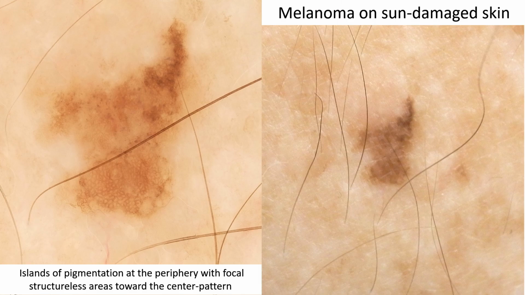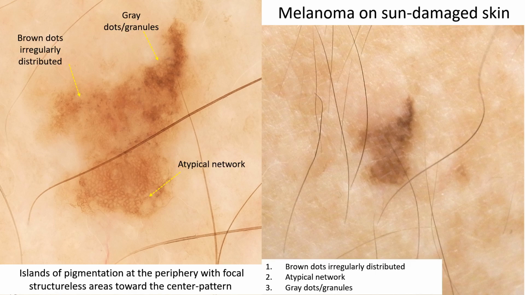In this case, again, we have these islands of pigmentation more prominent at the periphery with some subtle structureless areas centrally located. At one end, we have this atypical network with gray dots and granules, and we have some brown dots irregularly distributed. And these are the hallmarks of melanomas on sun-damaged skin.